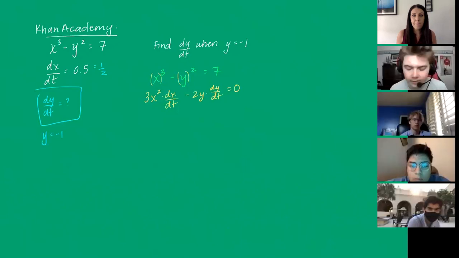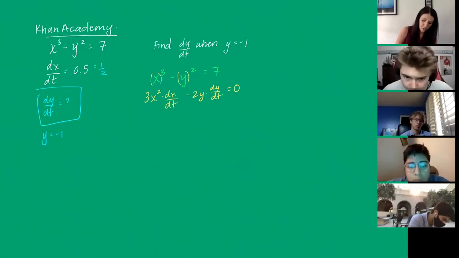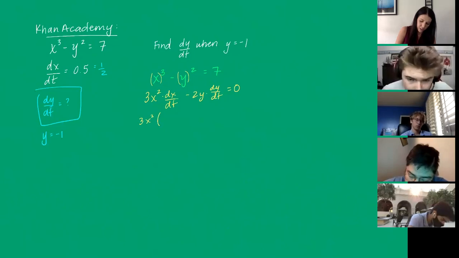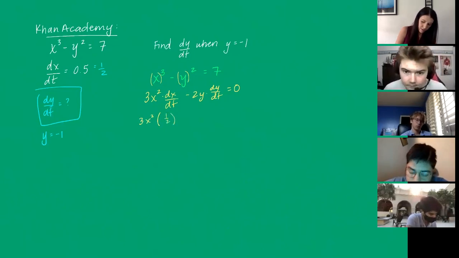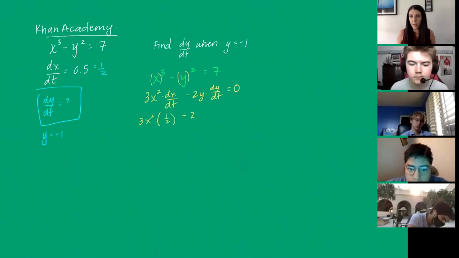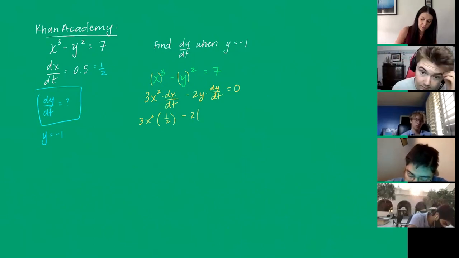Okay, I would plug in dx over dt. Okay, so you can plug in dx over dt. So we get 3x squared times dx over dt is 1/2. And then minus 2, I'm assuming you also want to plug in the y? Yeah. Okay, so 2 times negative 1 times dy dt. We don't know dy dt, and it equals 0.